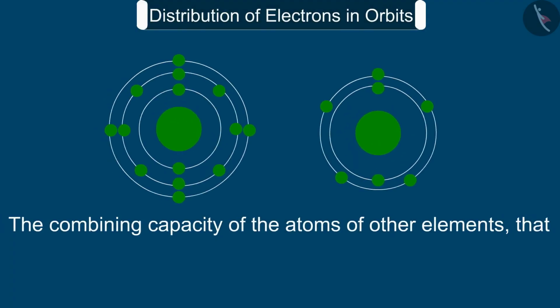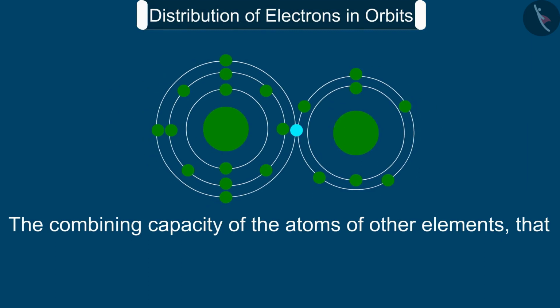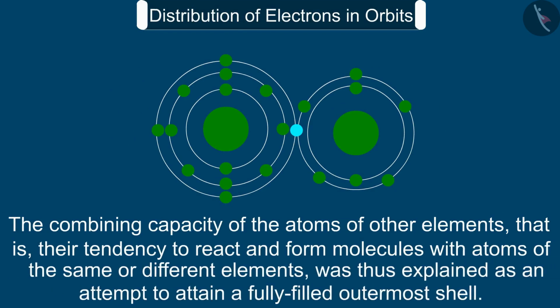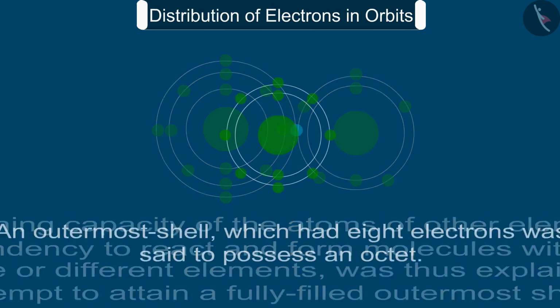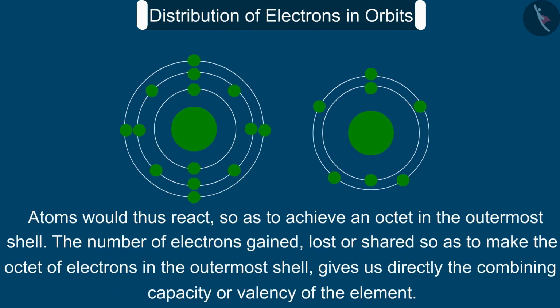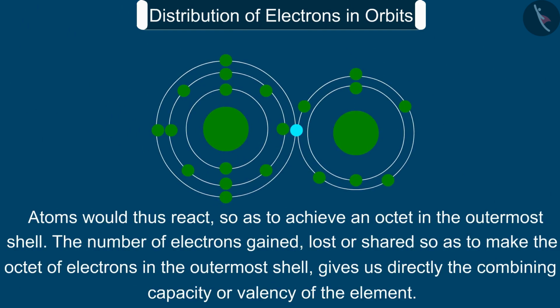The combining capacity of the atoms of other elements, that is, their tendency to react and form molecules with atoms of the same or different elements, was thus explained as an attempt to attain a fully filled outermost shell. An outermost shell which had 8 electrons was said to possess an octet. Atoms would thus react so as to achieve an octet in the outermost shell.